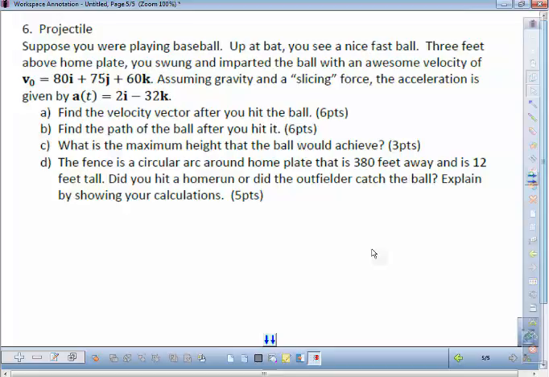So, find the velocity vector, that's the function. Find the path of the ball, that's the position. And what is the maximum height? And if the fence is a circular arc around home plate, 380 feet away, and it's 12 feet high, did you hit a home run? Okay? So this was an exam problem a few years ago.